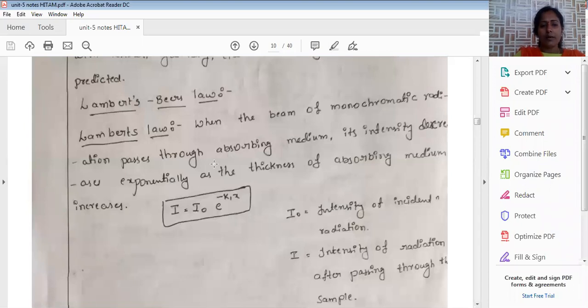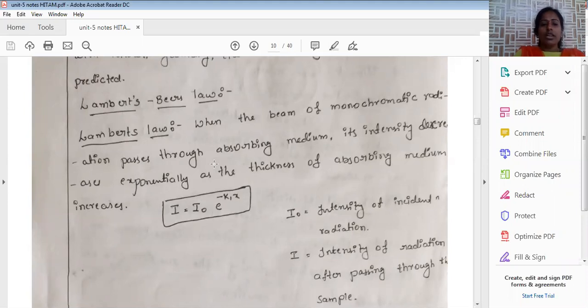First is Lambert's law. Lambert and Beer were different scientists who gave the interrelation between the intensity of light for a given compound and its concentration, which is mathematically represented in equation form. First, let us discuss Lambert's law. When a beam of monochromatic light passes through an absorbing medium, its intensity decreases exponentially as the thickness of the absorbing medium increases.